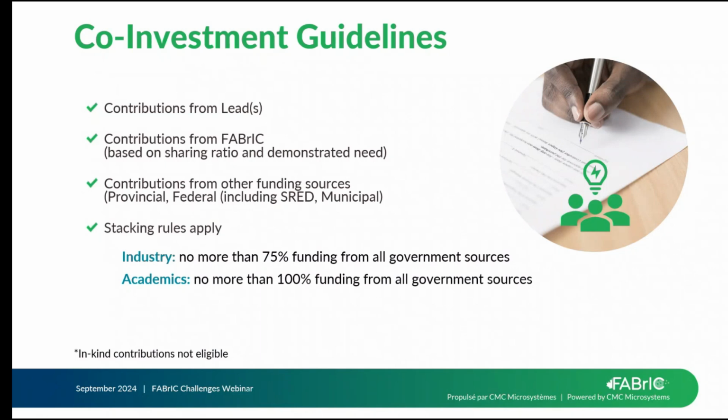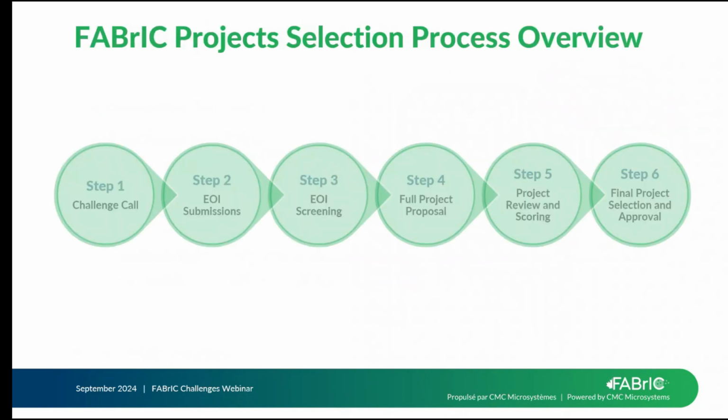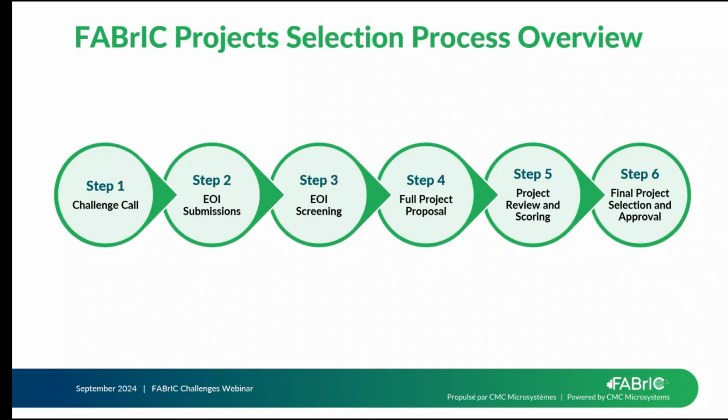So here we'd be encouraging you to seek provincial funding, other federal funding, including SHRED funding, and municipal funding as well. In all cases, stacking rules do apply. And so for industry, no more than 75% of the funding is allowed to come from all government sources combined. And of course, with academics, no more than 100% of funding can come from all government sources combined. And just as a note here, in-kind contributions are not eligible to be considered in the co-investment guidelines.